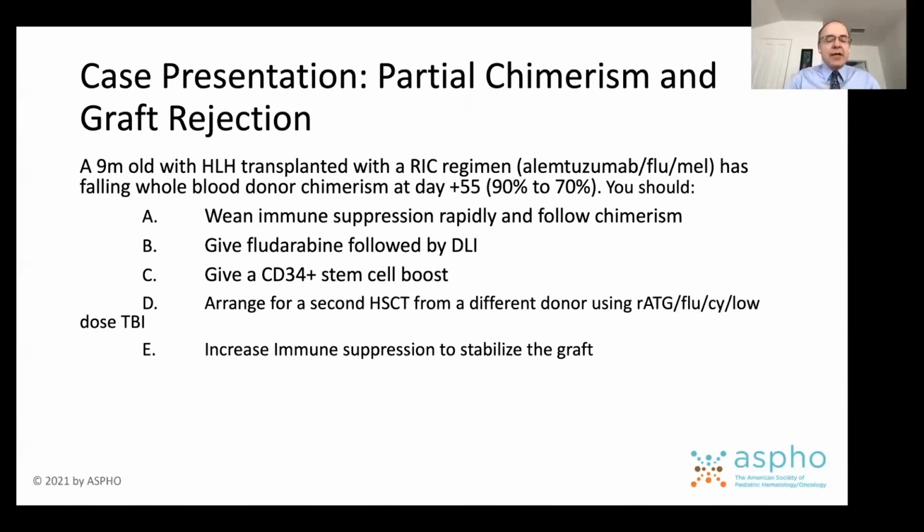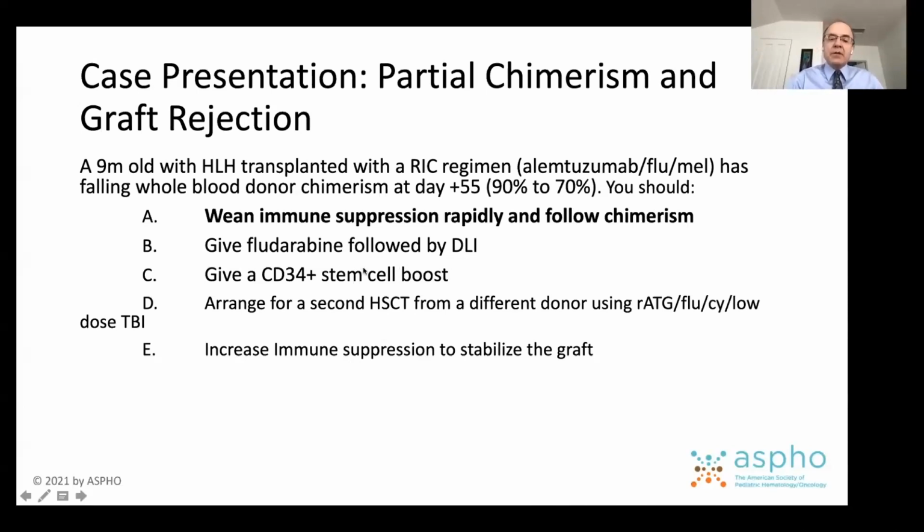So let me ask you a question. You have a non-malignant disorder, a patient with HLH, they get a reduced intensity regimen, and their whole blood chimerism at day 55 has gone from 90% to 50%. So what should you do? Should you wean immune suppression and follow the chimerism, give fludarabine followed by DLI, give a CD34 boost, arrange for a second transplant, or increase immune suppression? Well, the answer is wean immune suppression rapidly and follow the chimerism.